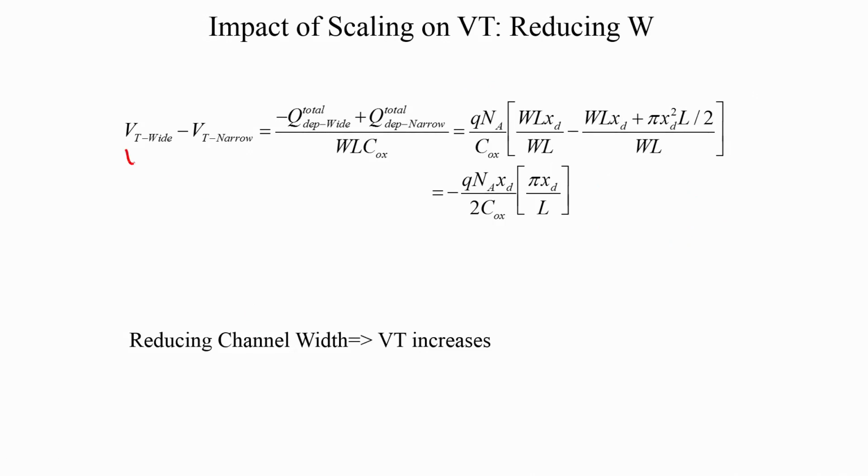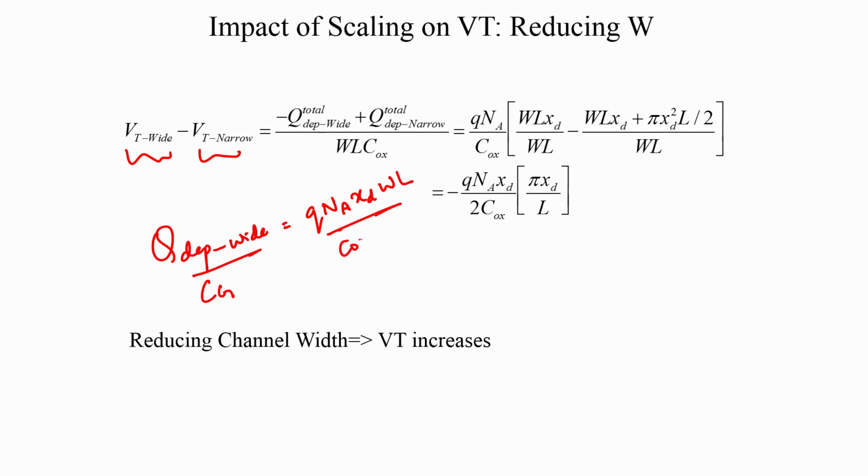And if you want to see the mathematics of it, let us say, what is the difference between a wide channel device and a narrow channel device. The wide channel device has got what total depletion charge. Again we are going to measure the charge in coulombs and not per unit area or volume. The total depletion charge in a wide channel device is Q Na XD into W into L, and that divided by the total gate capacitance, which is nothing but Cox into WL.